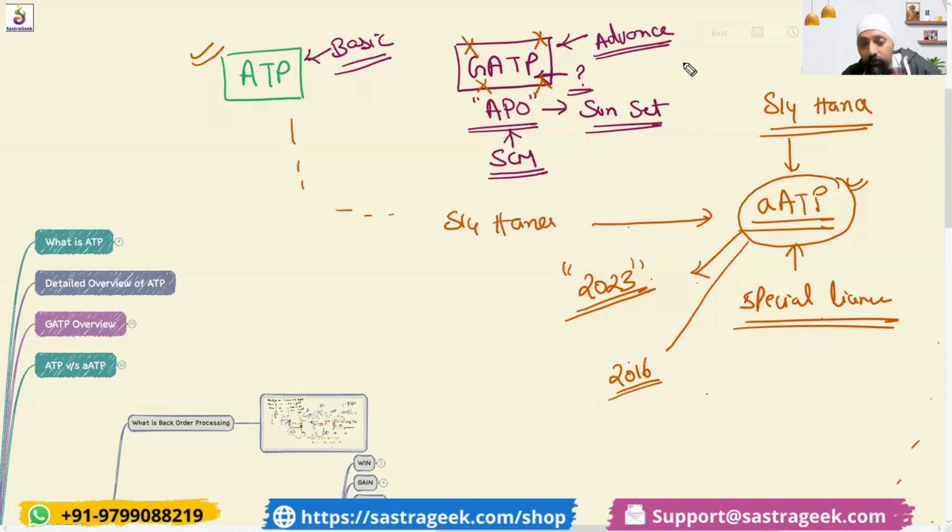But there is no linkage with GATP. A client who is using GATP, there is no conversion available to move to aATP. That is not available. You always need to implement it from scratch, because of the functionality which has been kept on adding.